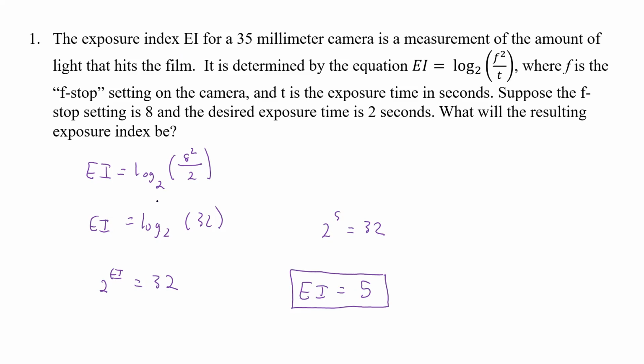Okay, so if you know a lot about cameras, you'll be able to do this a lot easier in your head. Probably you just click it, and you'll get your values. But if you don't, this is how you would do it using logs. You'd take 2 to your EI is equal to 32. And then how do we solve that mentally? Well, 2 to what power is 32? 2 to the 5th. And so our EI is equal to 5.